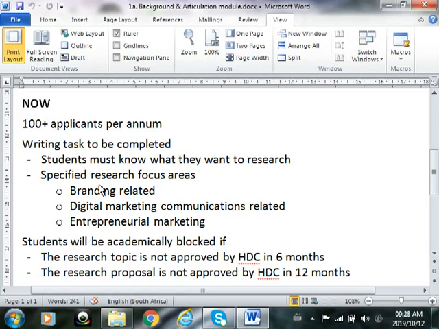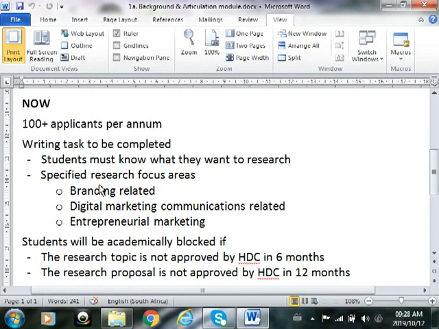Because at the end of the day, the entrepreneurship students will get a master's in marketing. So the topic cannot be just entrepreneurship. It needs to be a combination of the two disciplines. We also have students from other departments applying. They will be limited to brand related and digital marketing communications, or both, as Dr. Steenkamp will tell you. I think he's looking for students with a combo, and I don't mind as well.